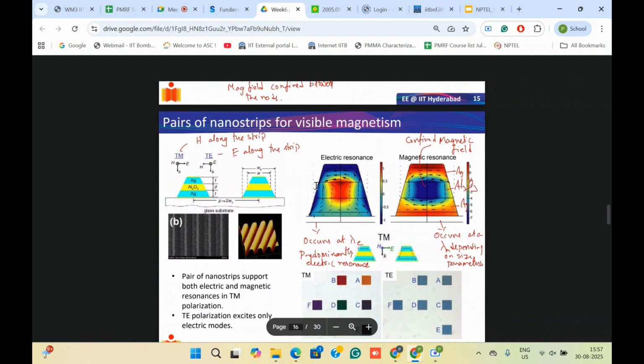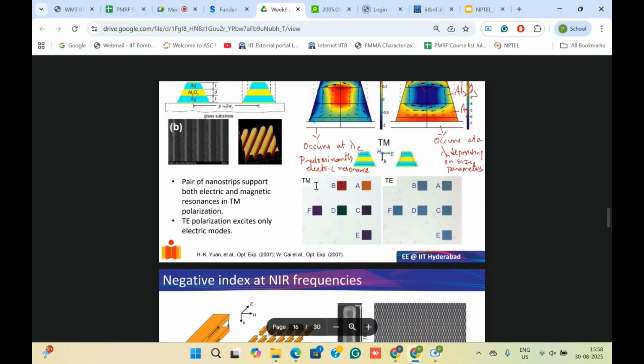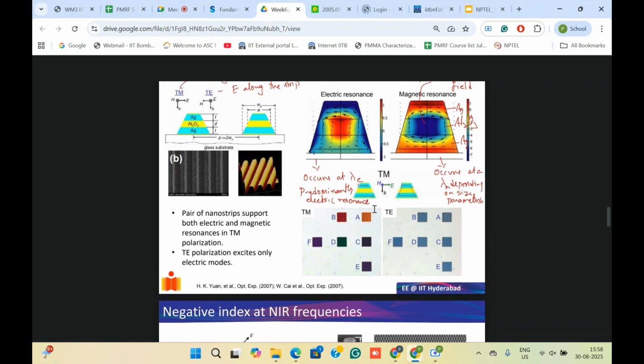So we can see in this simulation that our magnetic field is along the strip, and the electric field. So we have the TE and TM modes. If I'm considering the transverse magnetic mode, then the magnetic field is along the strip. If I'm considering the transverse electric mode, then the electric field is along the strip. So our pair of nanostrips will support both electric and magnetic resonances in TM polarization, but TE polarization will excite only electric ones.